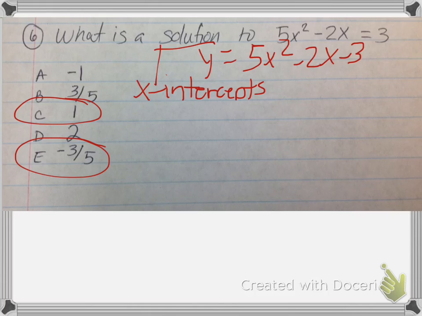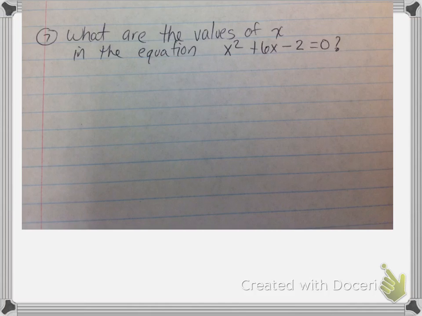Solutions are zeros, and for this question, we're going to have to use the quadratic formula. Do you remember that one? It equals 0. So we have a equals, b equals, c equals. Who's your a here? 1. Who's your b? 6. Who's your c? -2.